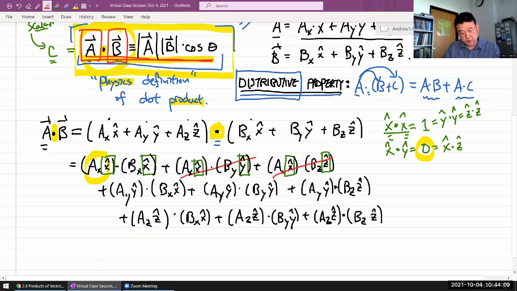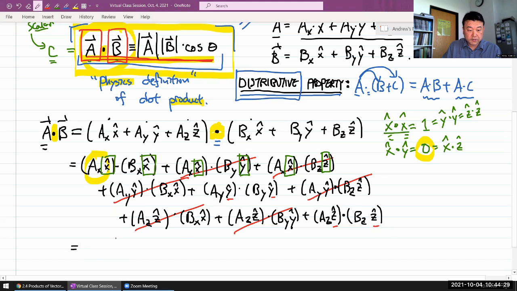This is going to go to 0. And this is going to go to 0, y hat dot x hat. Okay, this one will survive. This will go to 0. This will go to 0. This will go to 0. And this will survive. So out of the 9 terms, you only have 3 remaining terms.